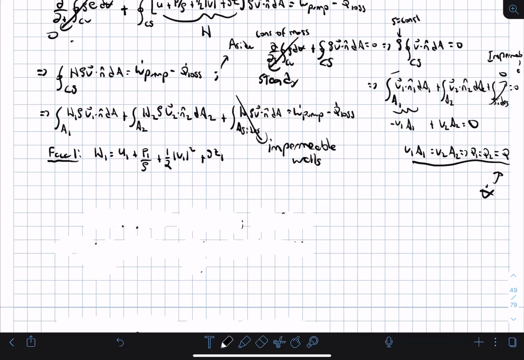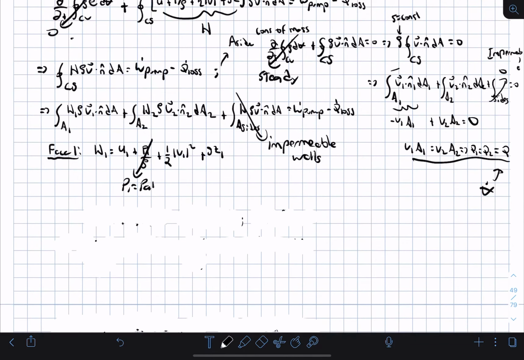Now we can work with our h1 and start crossing out terms here. Well, P1 equals P atm, which I'm going to take to be 0. But it does not matter. If you kept P atm as P atm, the problem would still work out just fine. And then g z1 is 0 because that's at the datum. So we've already simplified our enthalpy into internal energy plus the kinetic energy.